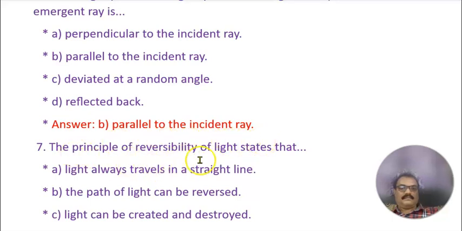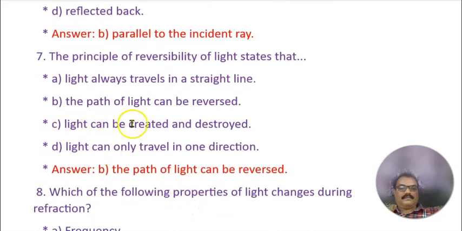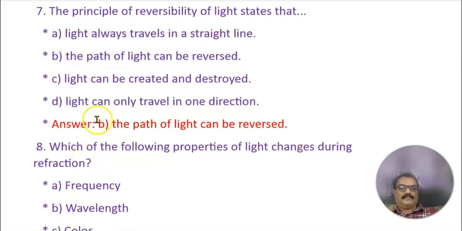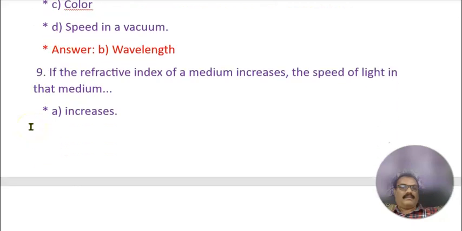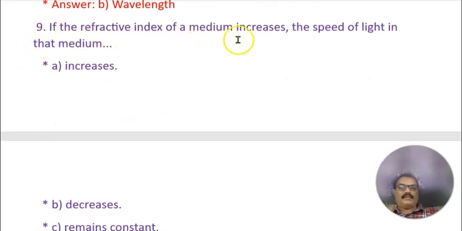7. The principle of reversibility of light states that: A. Light always travels in a straight line. B. The path of light can be reversed. C. Light can be created and destroyed. D. Light can only travel in one direction. Answer: B, the path of light can be reversed. 8. Which of the following properties of light changes during refraction? A. Frequency. B. Wavelength. C. Color. D. Speed in a vacuum. Answer: B, wavelength.